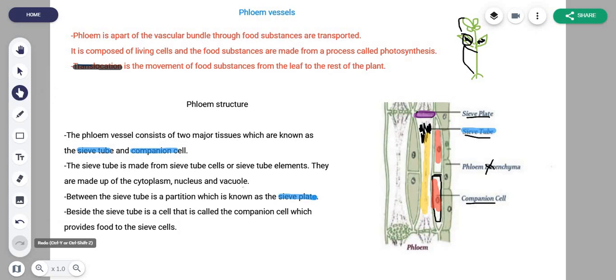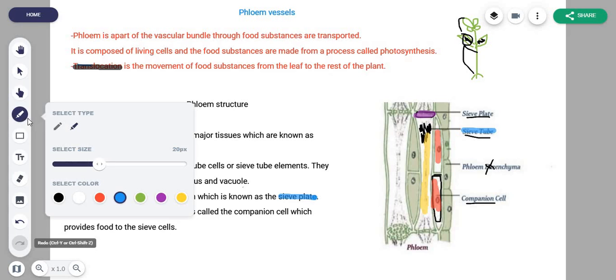Beside the sieve tube, which you can see here, is a cell that is called the companion cell, which provides food to the sieve cells. So this is something to be understood here. Just from the name you can tell companionship. What is a companion? A companion means someone who helps or supports someone in need, right?